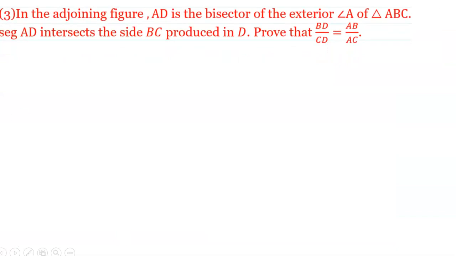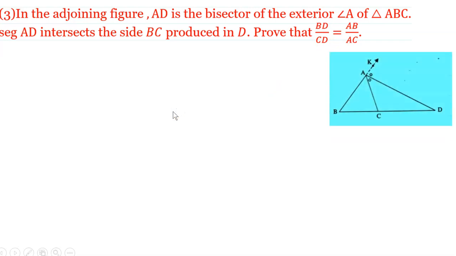Question number 3. In the adjoining figure, AD is the bisector of exterior angle A of triangle ABC. Segment AD intersects the side BC produced in D. Prove that BD upon CD is equal to AB upon AC. Okay, now see this figure. In this adjoining figure, AD is the angle bisector of the exterior angle A of triangle ABC.